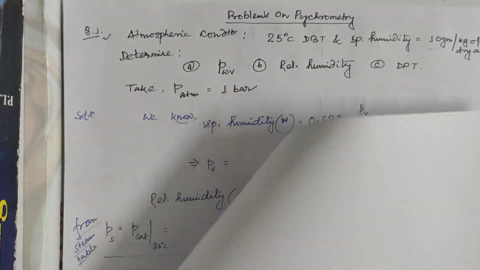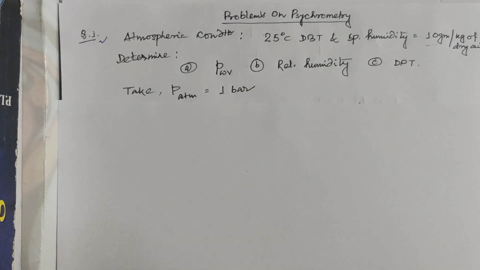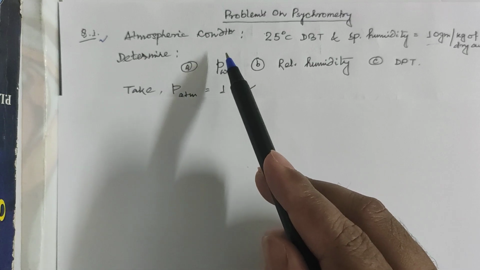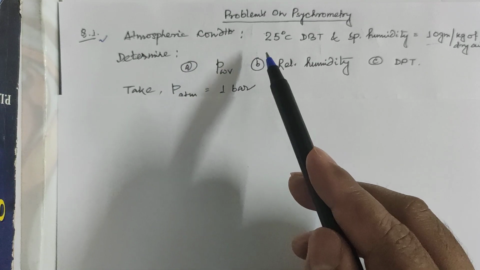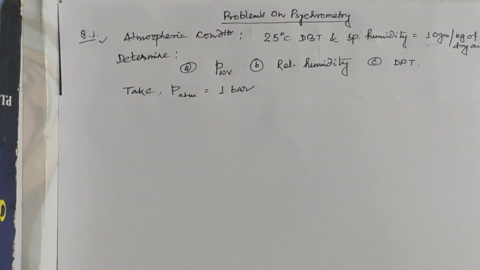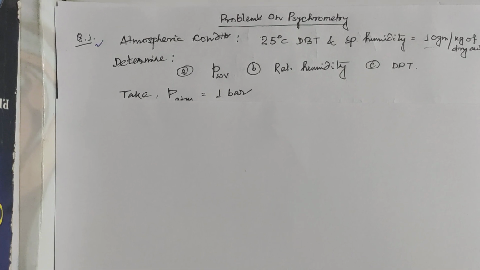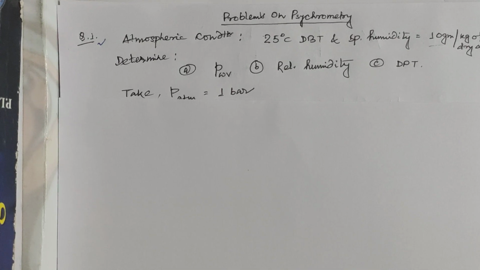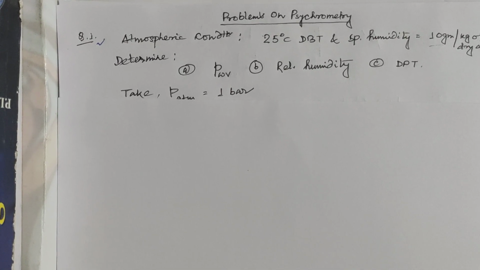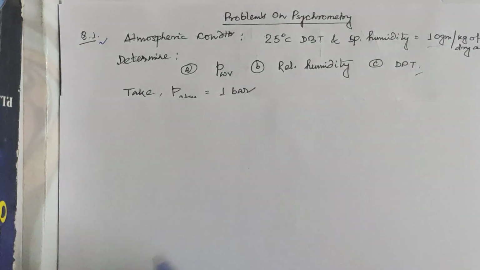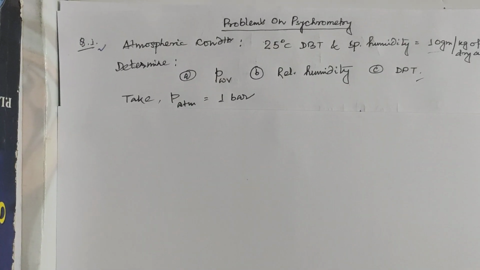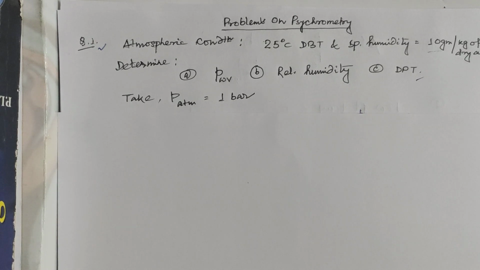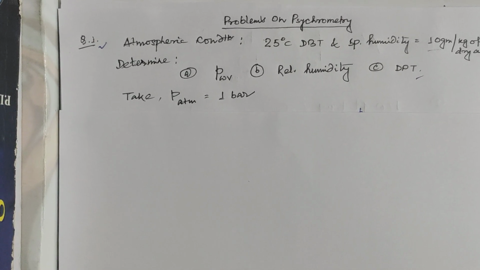So see, problem number 1 is there. What is given? In this problem it is given that the atmospheric condition is 25 degree centigrade dry bulb temperature and specific humidity is 10 gram per kg of dry air. Now you have to determine the partial pressure of water vapor, relative humidity and dew point temperature. Another thing is given, that is the atmospheric pressure, which is 1 bar.